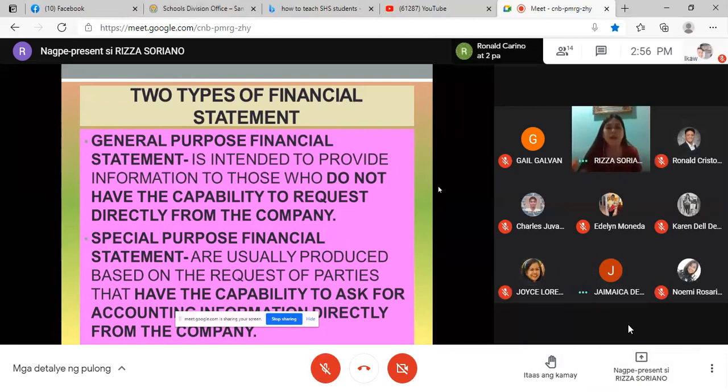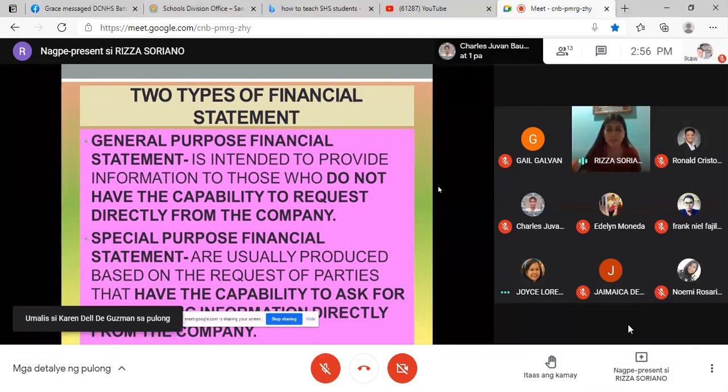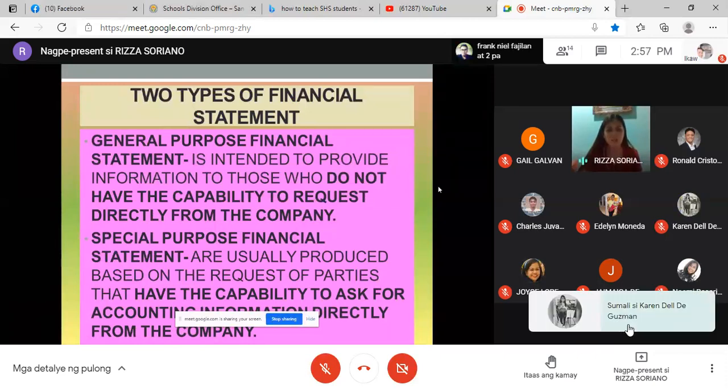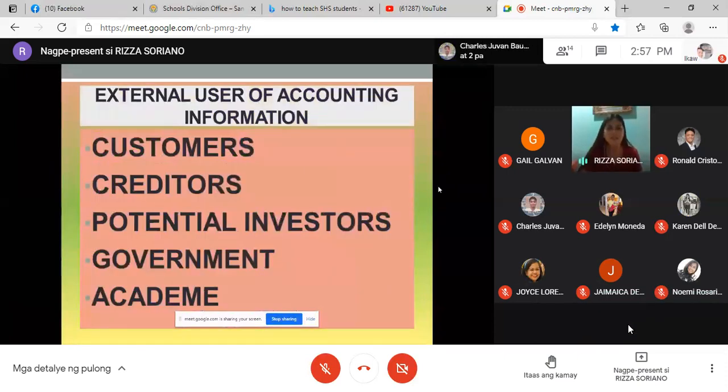So next, a special purpose financial statement, is this intended for internal or external? Internal users. Very good, Joyce. It is for internal users of accounting information. So let's go further. External users of accounting information, as the definition said a while ago, do not have the capability to request the accounting information directly from the company. Meaning to say they are outside the company.